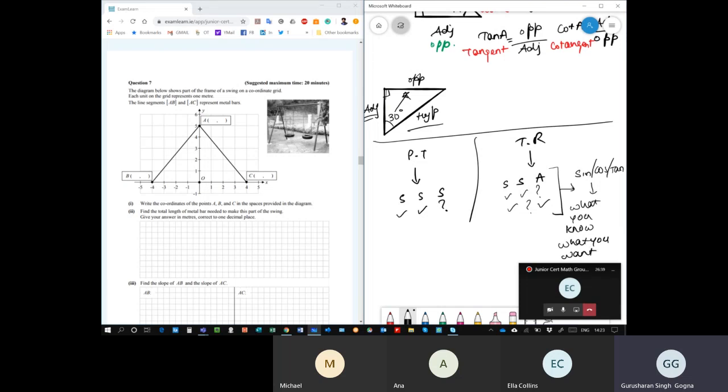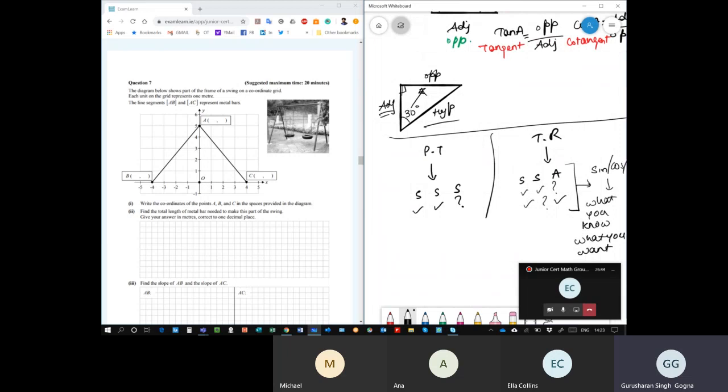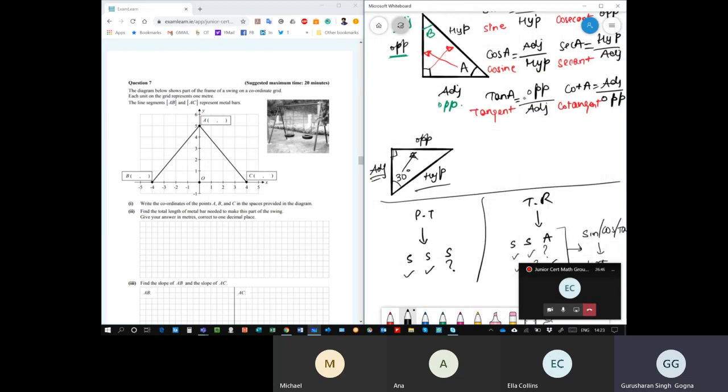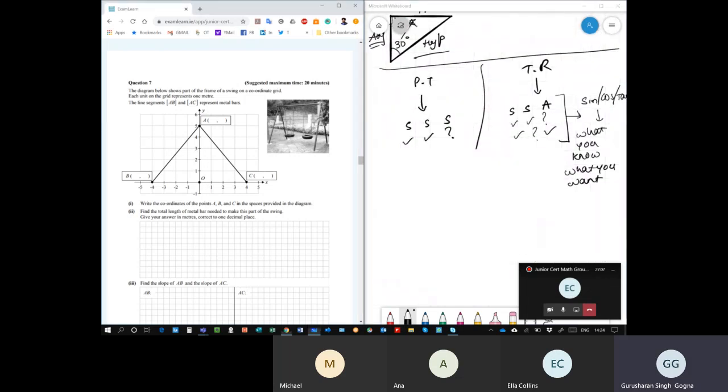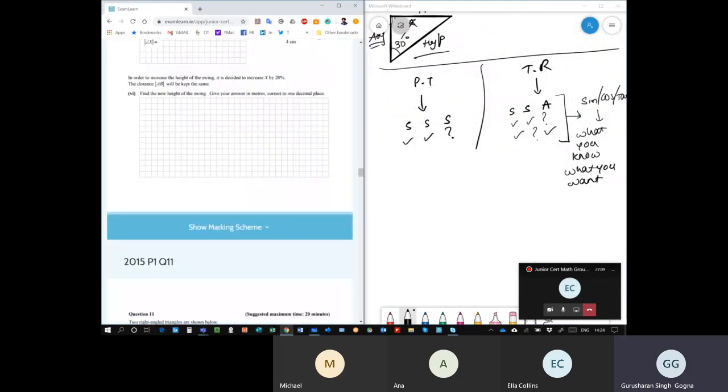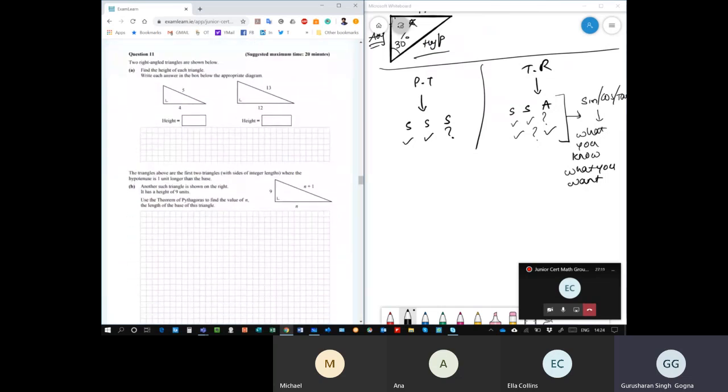What you know and what you want: if you know the opposite side and you want the adjacent side, and you have the angle as well, you should use tan A. On the other side, if you know the adjacent and you want the hypotenuse, and you know the angle as well, you use cos. Okay, so this is a simple concept you need to keep in mind when dealing with questions. So let us try some questions.